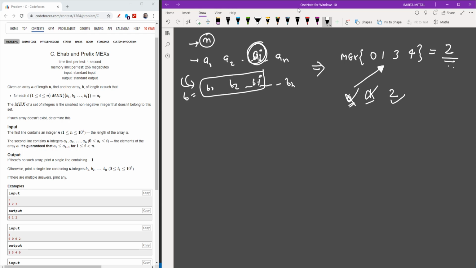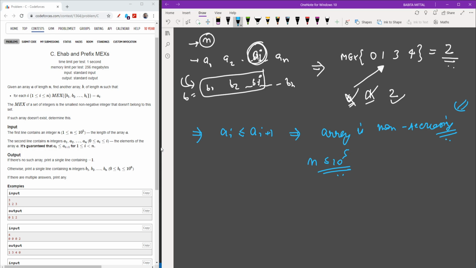Now as we have understood what MEX is and what this problem wants, we must also highlight one specific thing: it states that Ai is always less than or equal to Ai+1. It means that the array A is non-decreasing. This thing will help us a lot in future, so please keep this in mind. Now the constraint of n is up to 10 raised to the power 5.